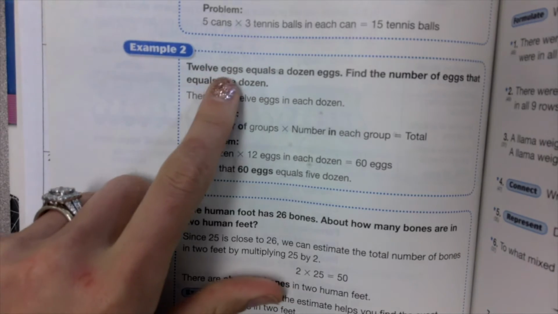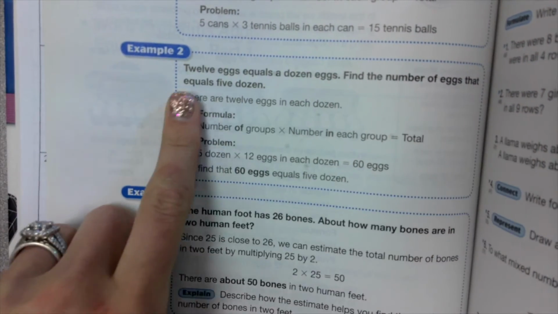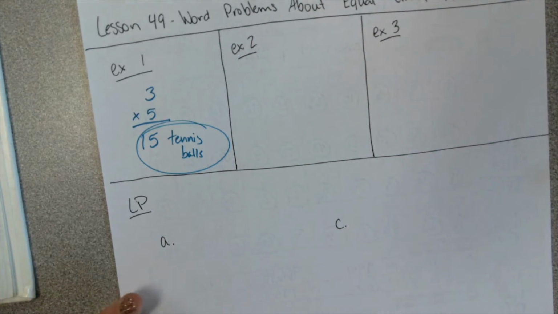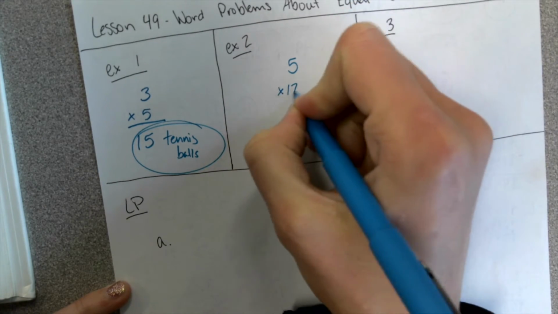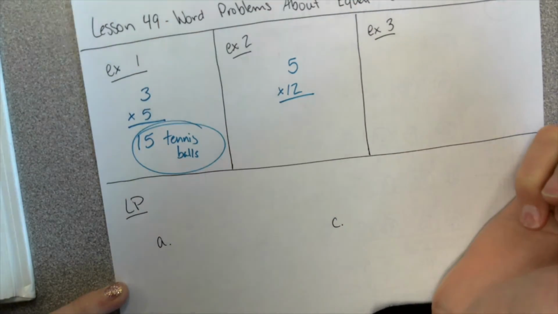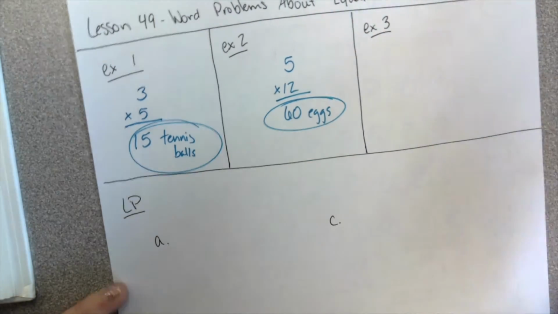For B, it says 12 eggs equals a dozen eggs. Find the number of eggs that equals 5 dozen. So we've got 5 groups times 12 in each group. 5 times 12 is 60, so we get 60 eggs.